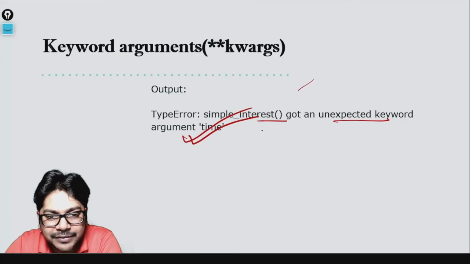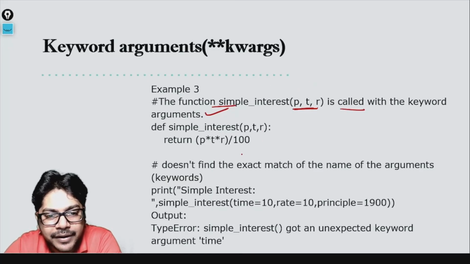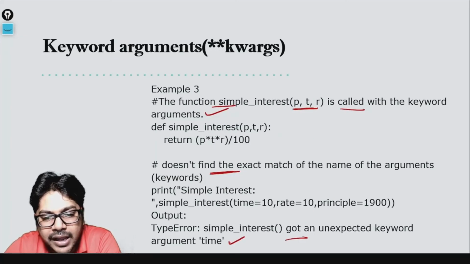Same example which we have seen before, nothing different, right? So here it is going to give you what? It is going to give you a message that it got an unexpected keyword argument call time.